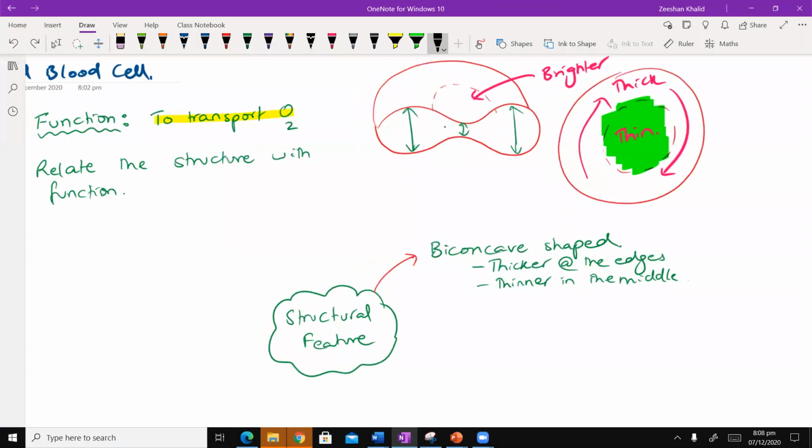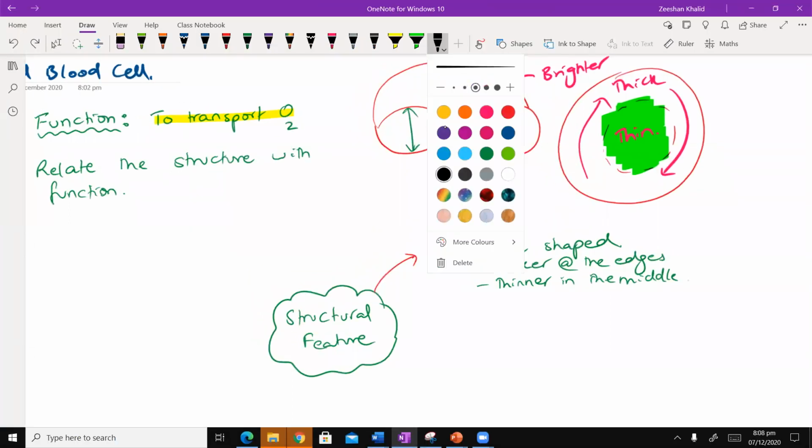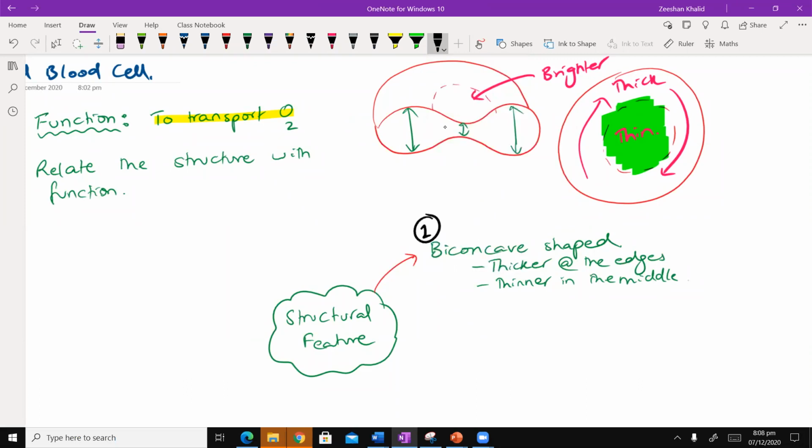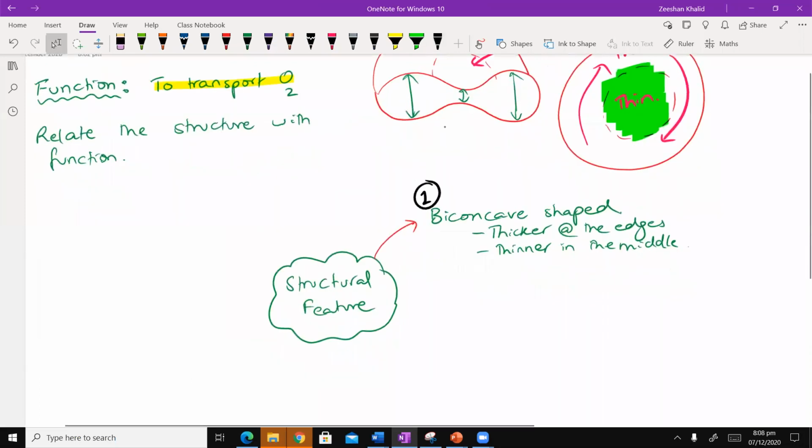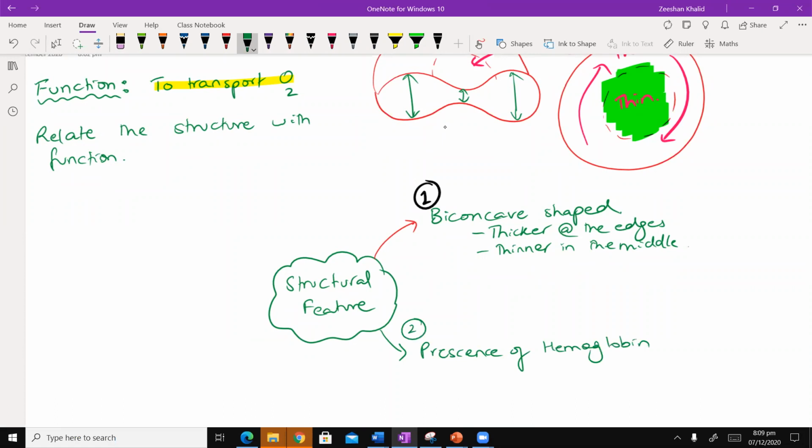Let me correct the size. So there you go. Okay, so that's number one. That's the first feature. The second feature that we are going to talk about is the presence of hemoglobin. I'm sorry if I'm getting the spelling of hemoglobin incorrect. That's the other structural feature.